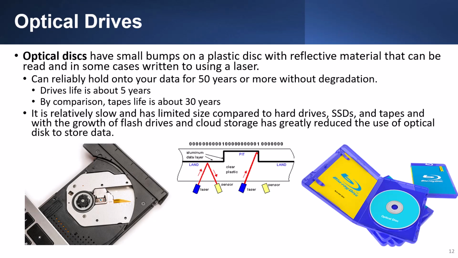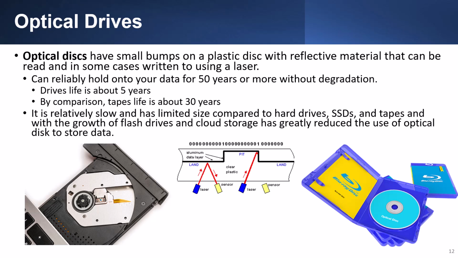Optical discs have small bumps on a plastic disc with a reflective material that can be read and in some cases written to by using a laser. They can reliably hold onto your data for 50 years or more without degradation. A hard drive's life is about 5 years. By comparison, tape's life is about 30 years.